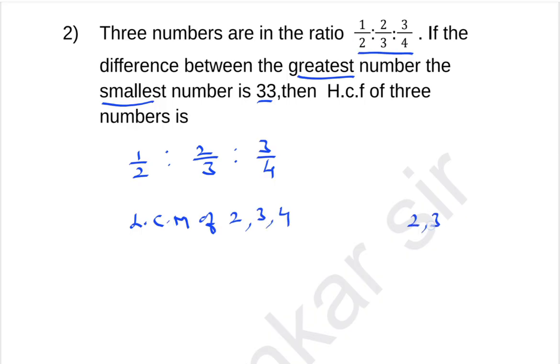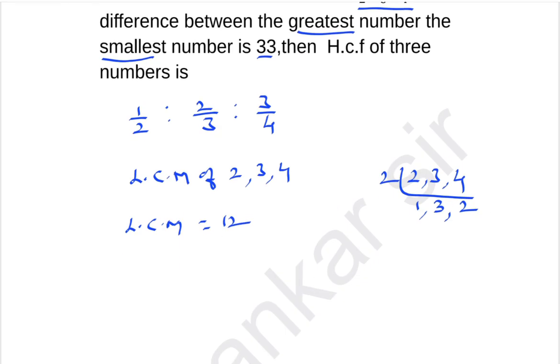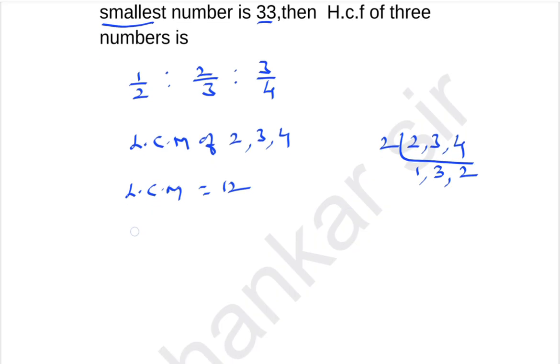So the LCM of 2, 3, 4: 2 ones are 2, 2 threes are 6, 6 twos are 12. సో 2, 3, 4 LCM 12 వచ్చింది. ఓకే, ఇప్పుడు ఏదైతే LCM వచ్చిందో సో 1/2 ఇంటూ 12, 2/3 ఇంటూ 12, 3/4 ఇంటూ 12. Therefore on cancellation: 6, 8, 9.